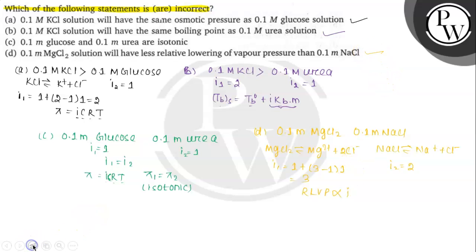So according to the question, you have to find the incorrect statements. So options A, B and D are incorrect. The statement that 0.1 molarity KCl solution will have the same osmotic pressure as 0.1 molarity glucose solution is incorrect, and also that 0.1 molarity KCl solution will have the same boiling point as 0.1 molarity urea solution is incorrect. Option C is correct. And the statement that 0.1 molarity MgCl2 solution will have less relative lowering of vapor pressure than 0.1 molarity NaCl is also incorrect. So options A, B and D are incorrect.